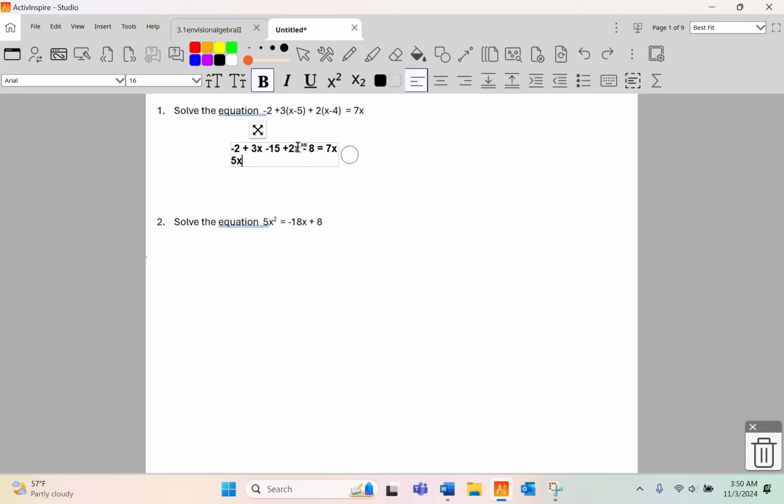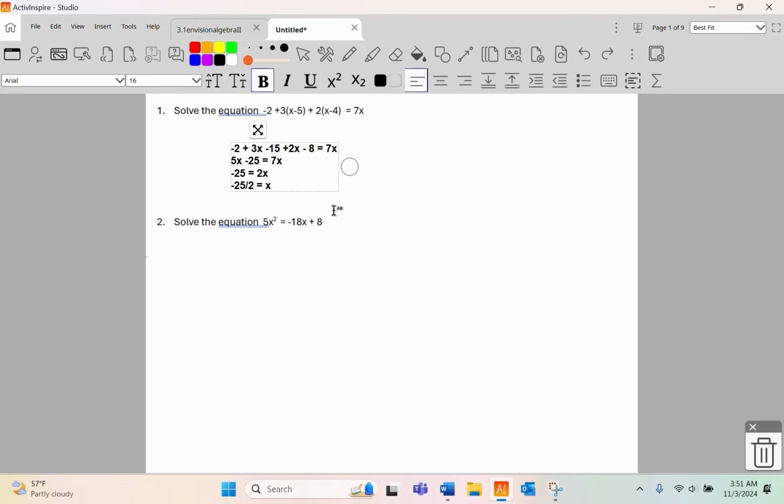5 and 2x is 5x. Let's say we have a -2 and a -15, which is -17. And we're going to take away 8, which is -25, and we're still equal to 7x. Now 7x minus 5x is 2x, and then we'll divide out the 2. You have 25 halves as my x value.